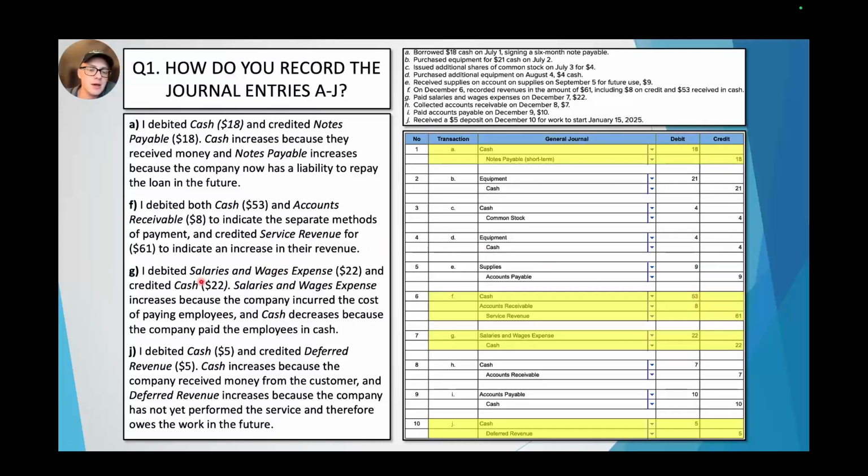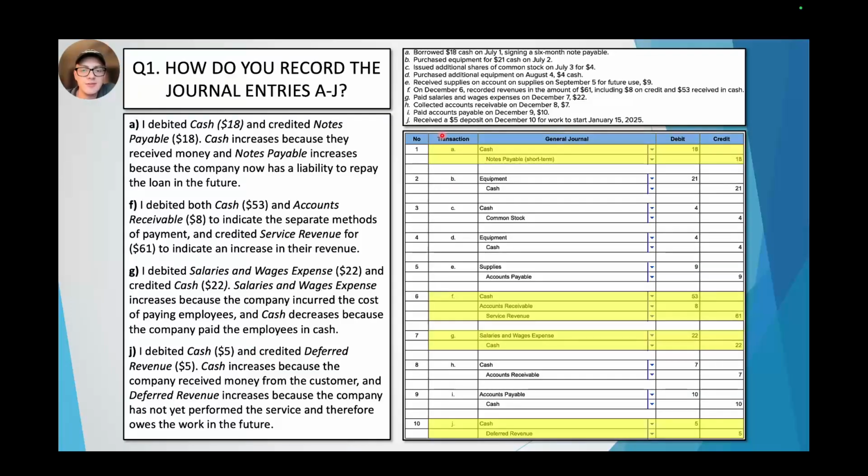So cash and accounts receivable are both debited, while service revenue is credited for an amount equal to both of these. G, paid salaries and wages expense on December 7th for $22. So I debited salaries and wages expense for $22 and credited cash for the same. Salaries and wages increases because the company incurred the cost of paying employees, and then cash decreases because the company paid the employees in cash. And that can be seen here, 22 and 22, debits equal credits.